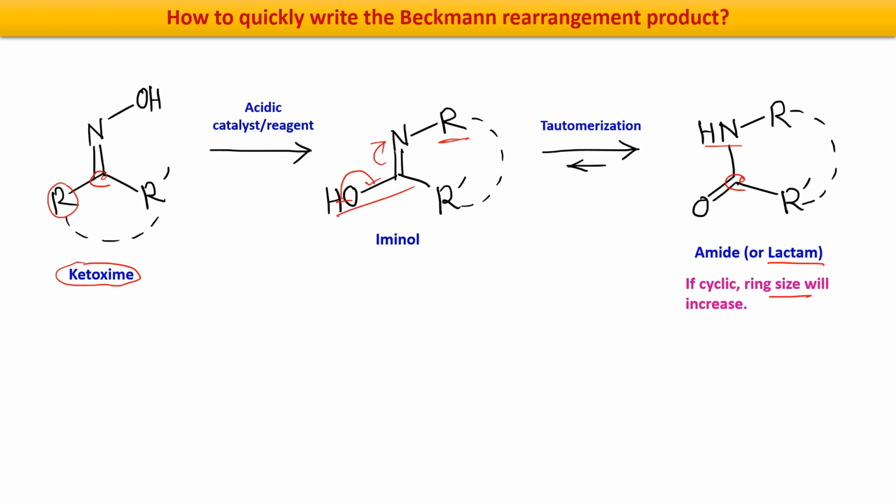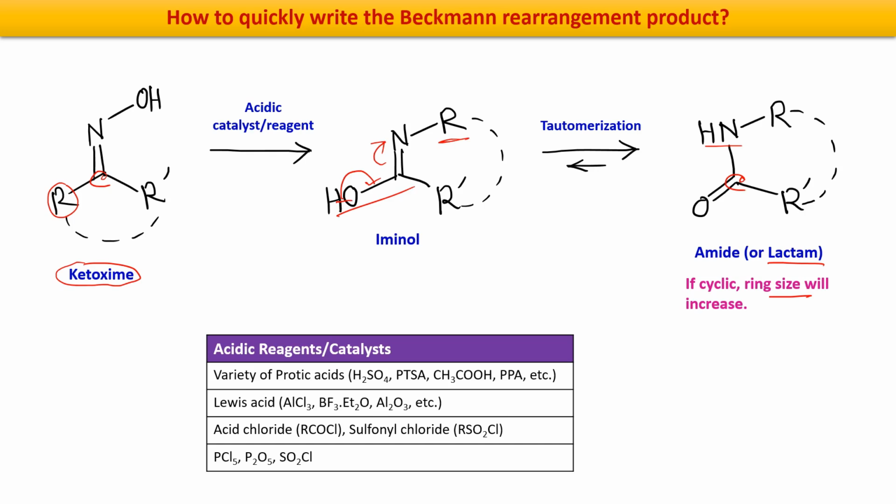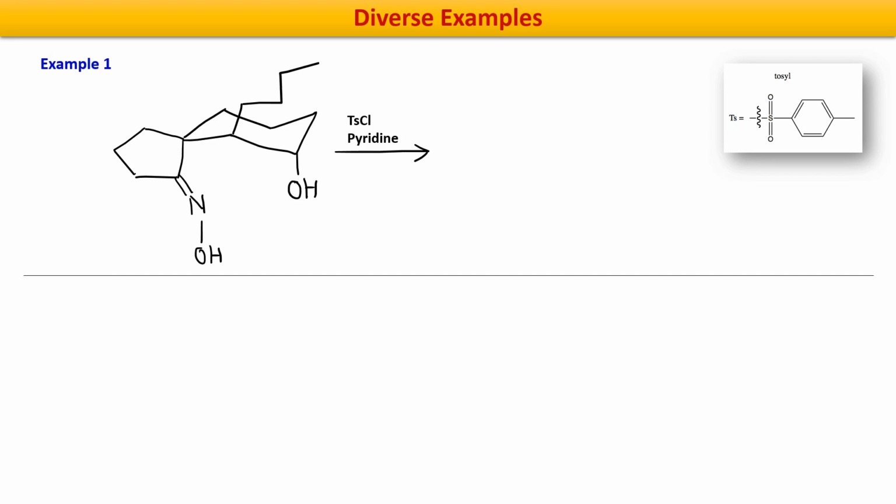And what type of acidic catalyst and reagent we use, that I have already discussed in the last video. Here you can see it once more. So it may be some protic acid, some Lewis acid, so different varieties are there. Now one by one we will see the examples.